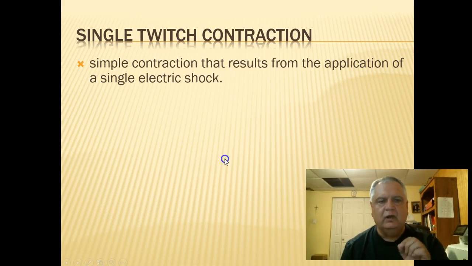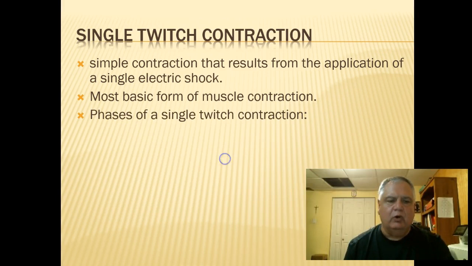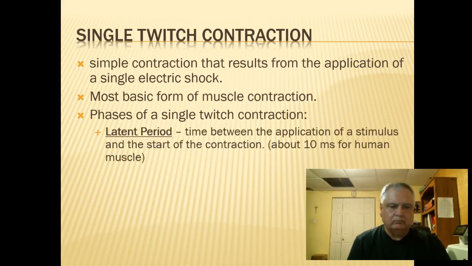Again, we're doing this in a laboratory situation. This is the most basic form of muscle contraction. It's called a single twitch contraction. A twitch is a short, single, quick contraction and relaxation of the muscle fiber. Now, when this muscle fiber undergoes contraction as a result of a single electric shock, there are what we can refer to as phases associated with it.